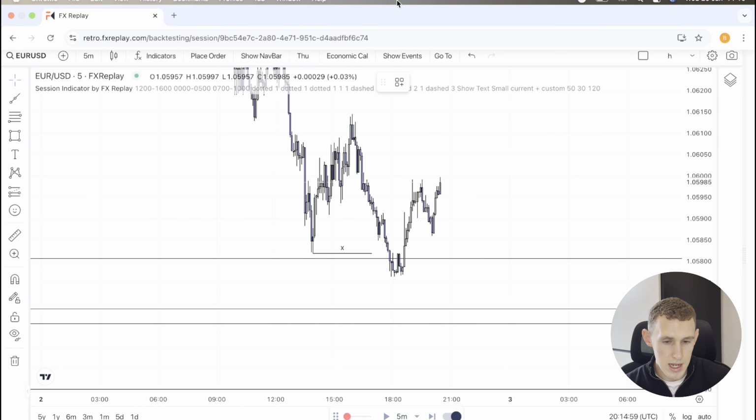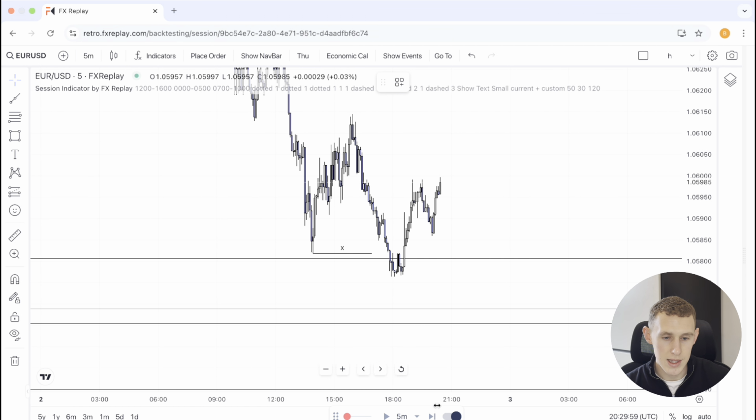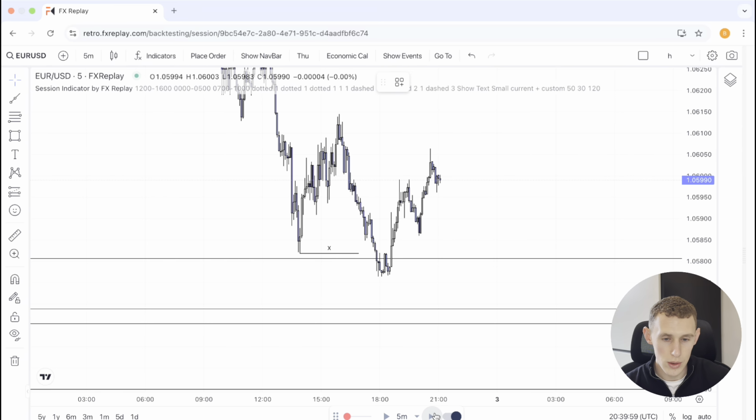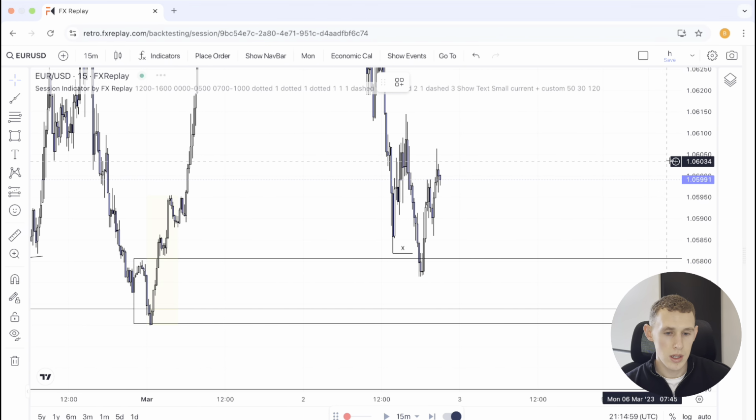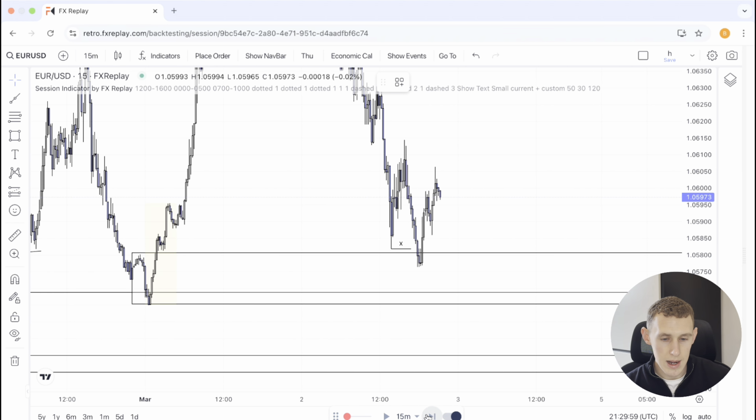Currently I would need to see it break past this high for the confirmation, or for it to come down, re-grab these lows and then flip bullish. So yeah, let's see how this develops.